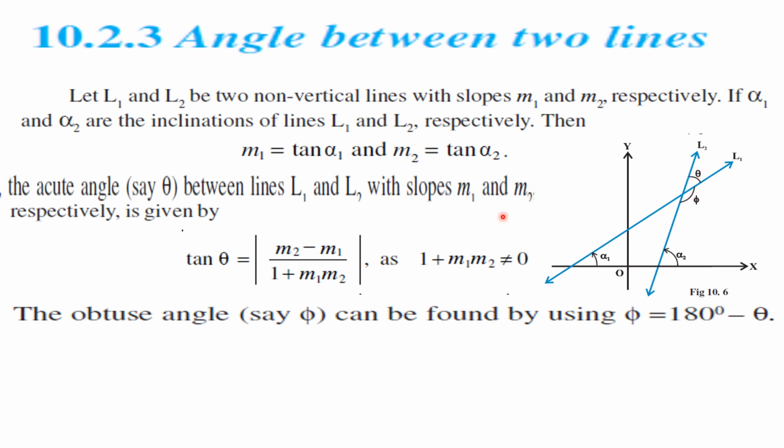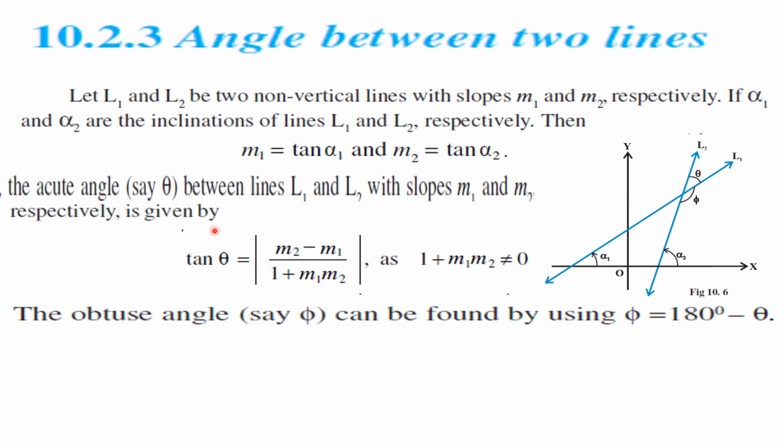So the acute angle, say theta, between two lines L1 and L2 with the slopes M1 and M2 respectively is given by tan theta is equal to, this is the formula, modulus of (M2 minus M1) by (1 plus M1 M2), as 1 plus M1 M2 is not equal to 0. Okay, my children, this is the formula to remember.